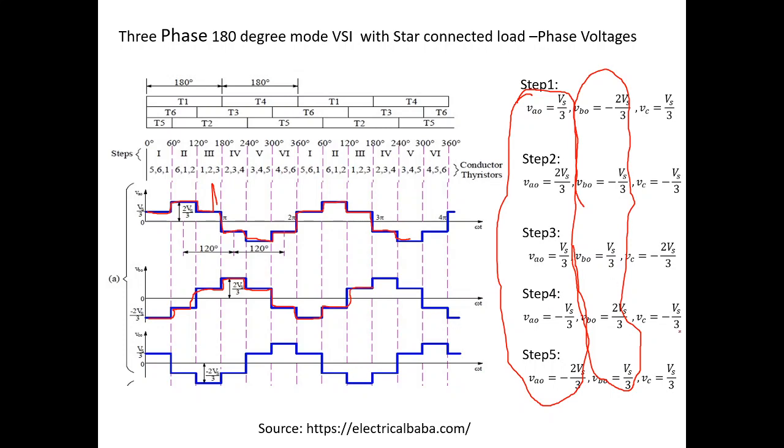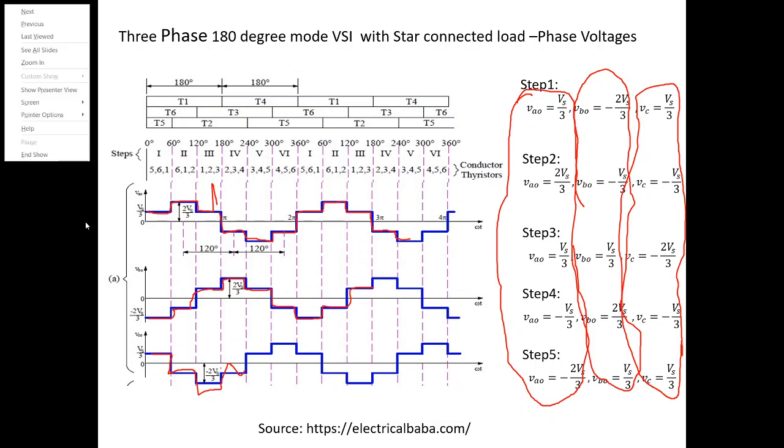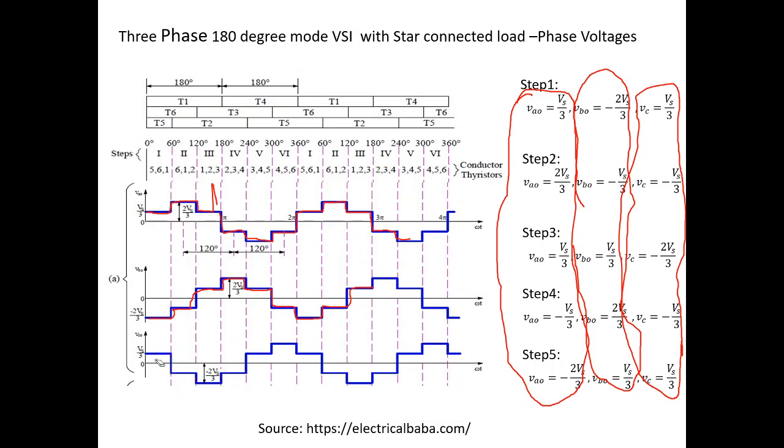So coming to C phase, in step 1 it is Vs by 3, in step 2 minus Vs by 3, and in step 3 minus 2Vs by 3. So indicate that. Following these particular values, sketch them neatly. Okay. So you get again C phase voltage also a stepped wave.